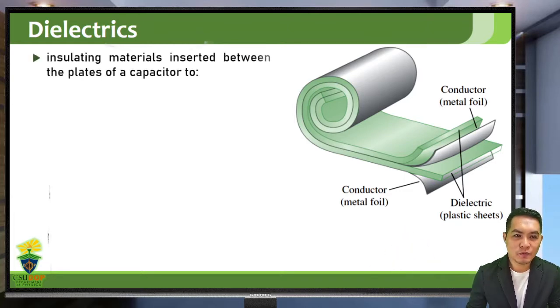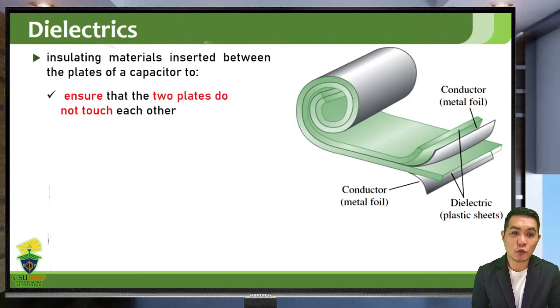So dielectrics are essentially insulators that you insert between the plates of a capacitor in order to ensure that the two plates do not touch each other. Because let's face it, it's impossible to make a capacitor with nothing between the two plates. There is always a chance that the two plates will touch each other and in the process neutralize or discharge. So the positive and negative Q charges will cancel each other out.